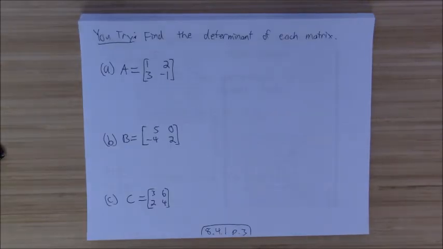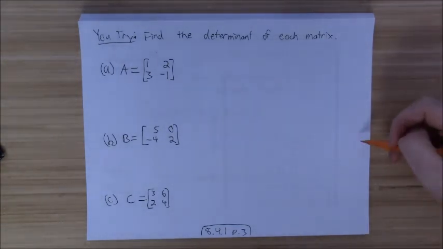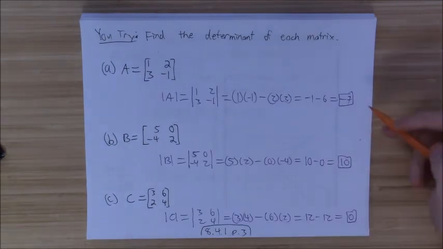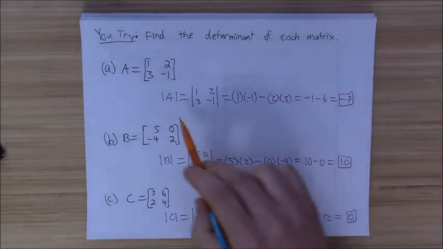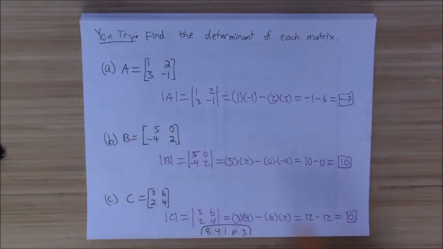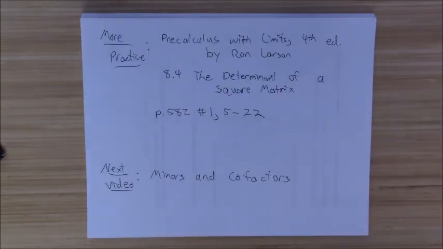And now it's your turn to try this out. So go ahead and find the determinant of each of the following matrices. On the count of 3, I will reveal the solution to all of them. 1, 2, 3. So here the determinant of the matrix A is negative 7, the determinant of the matrix B is 10, and the determinant of the matrix C is 0. For more practice in computing these simple 2x2 determinants, be sure to see page 582 of the textbook.